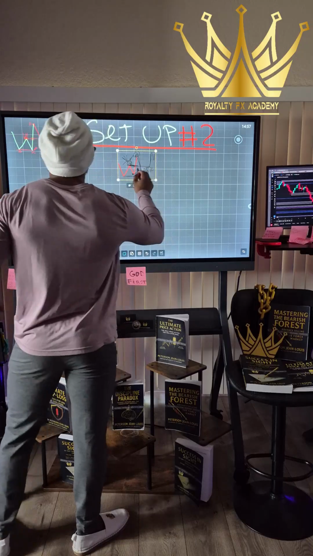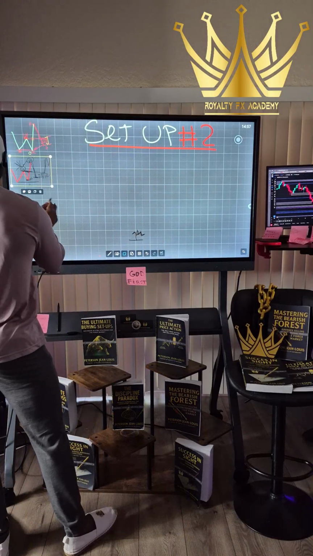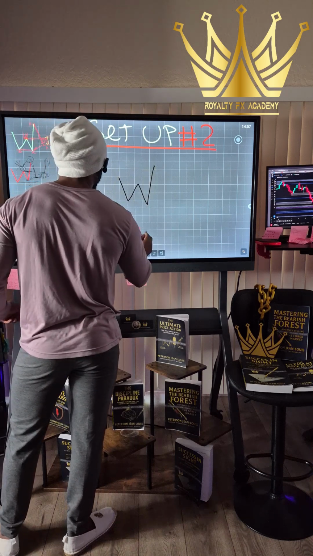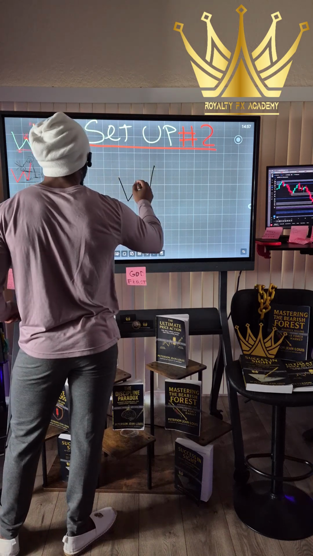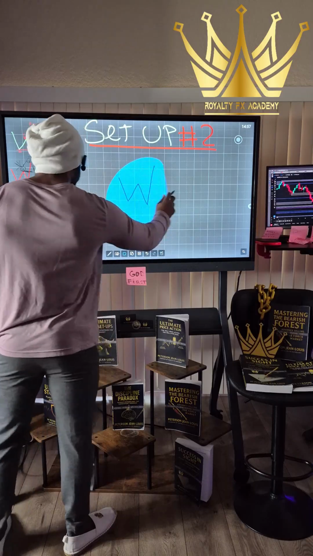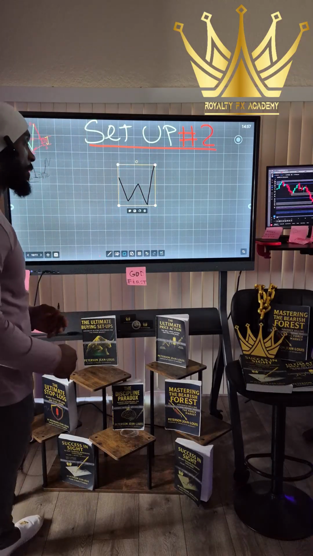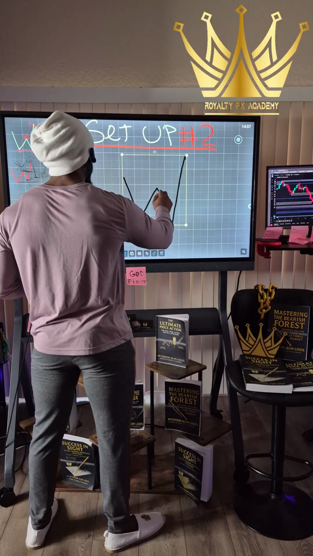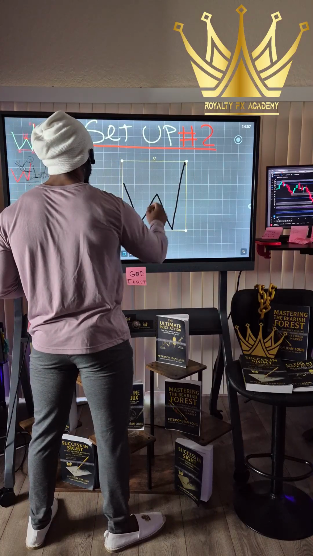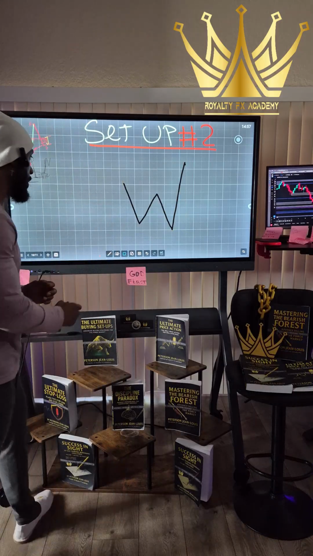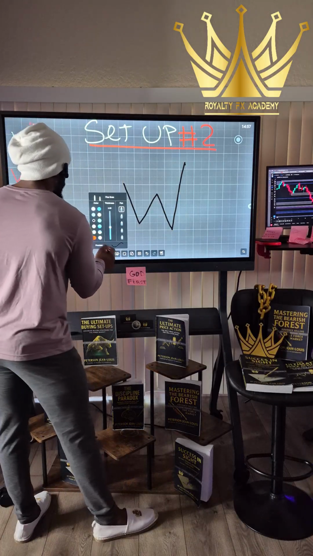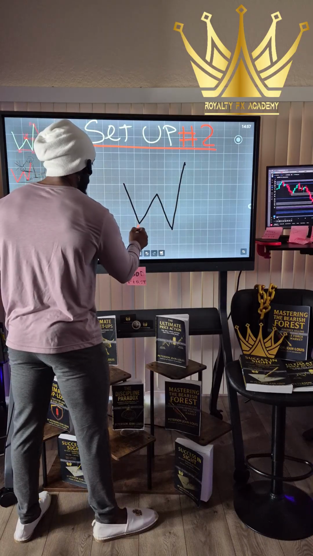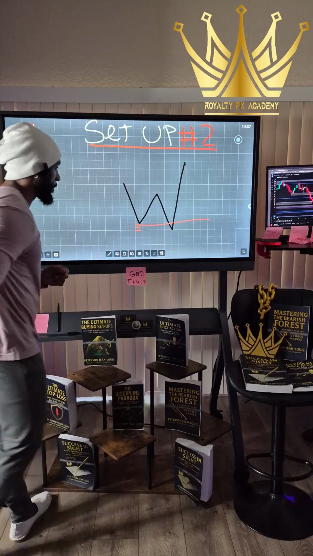All right, now let's go ahead and cover setup number 3. Just like before, the first setup the market will give us is a double bottom. Not every double bottom looks the same. Now, if you're paying attention to this, you will notice that the first bottom, which is here, that's the zone.